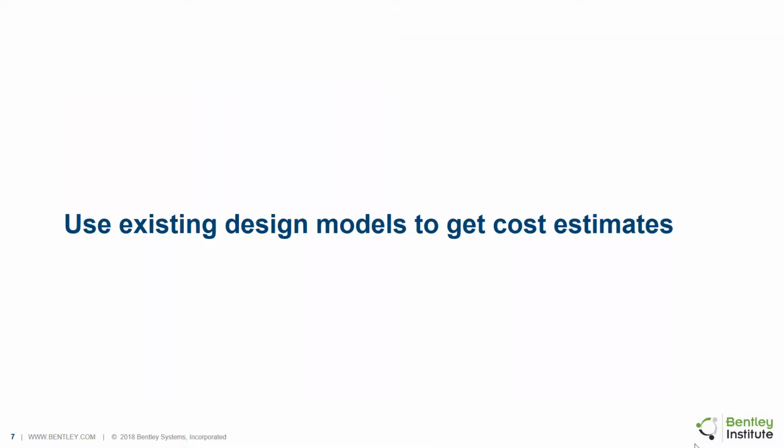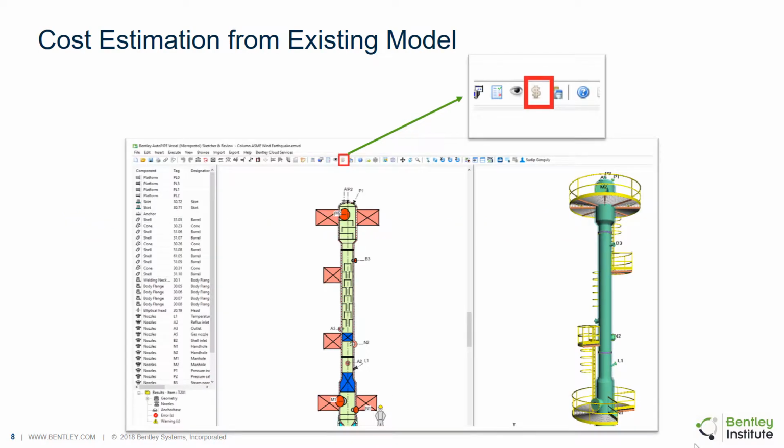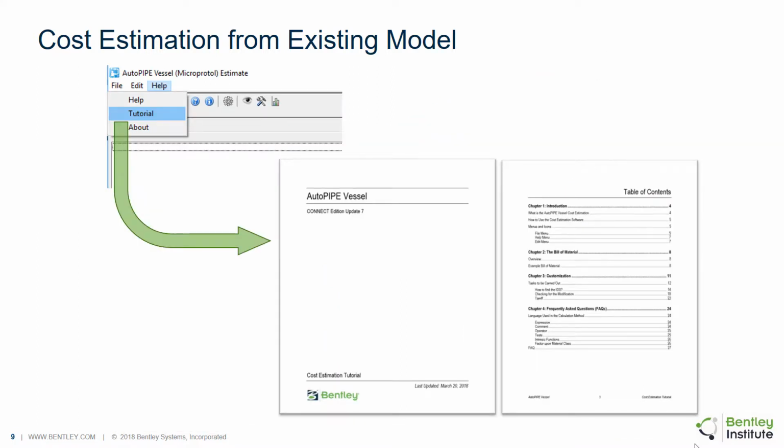We will begin our webinar today by taking a look at the cost estimation module now and how to create the cost estimate of an existing design model. The cost estimate module can be launched from within the main program by clicking on the $ sign as shown. In this exercise, a vertical distillation column has already been modeled and analyzed, and the cost of the same will be estimated.